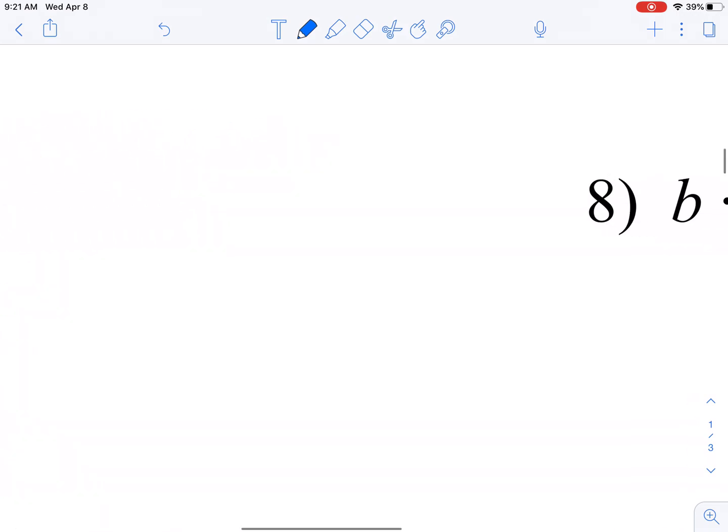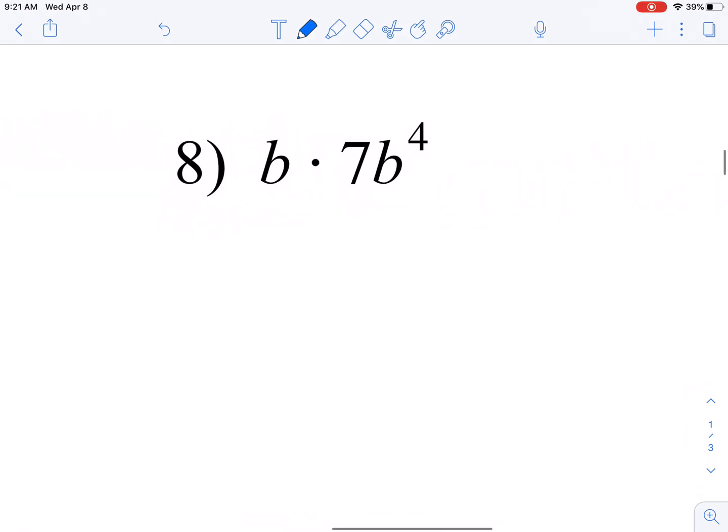For number 8, when there's not an exponent written there, we assume it's a 1. We keep 7, and we have b as the base, and 1 plus 4 is 5.